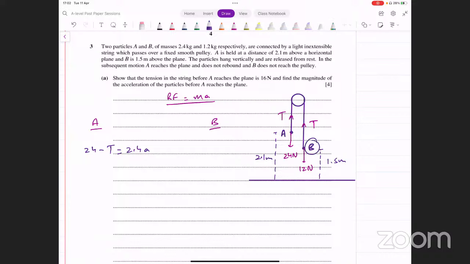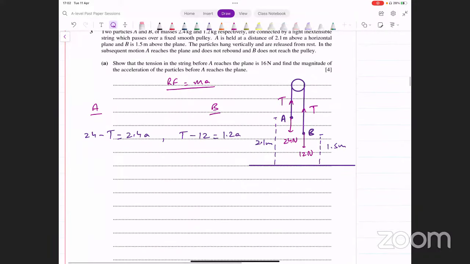Then think of B. B किस साइड पे जा रहा है? B ऊपर की तरफ जा रहा है. जब A नीचे जा रहा है तो B ऊपर जा रहा है. B के लिए फॉरवर्ड फोर्स कौन सी है? Upward force, which is T. So that is going to be T minus the downward force, which is 12. T minus 12 equals mass of B, which is 1.2 times acceleration. You get these two equations, you just solve these two simultaneously, and you would get your values for T and A.